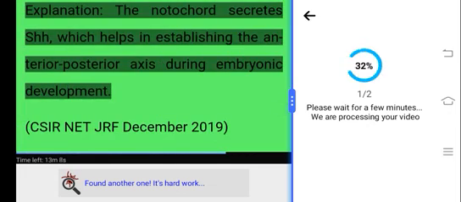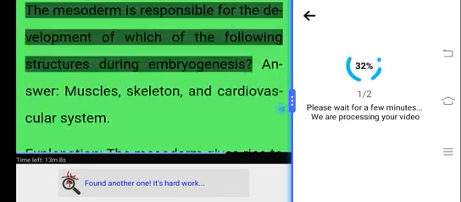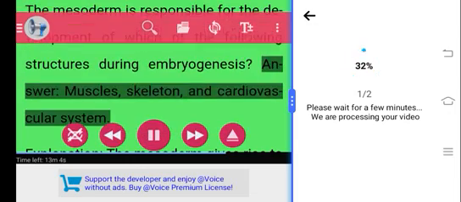Explanation: the notochord secretes SHH, which helps in establishing the anterior-posterior axis during embryonic development. CSIR-NET JRF December 2019. The mesoderm is responsible for the development of which of the following structures during embryogenesis? Answer: muscles, skeleton, and cardiovascular.